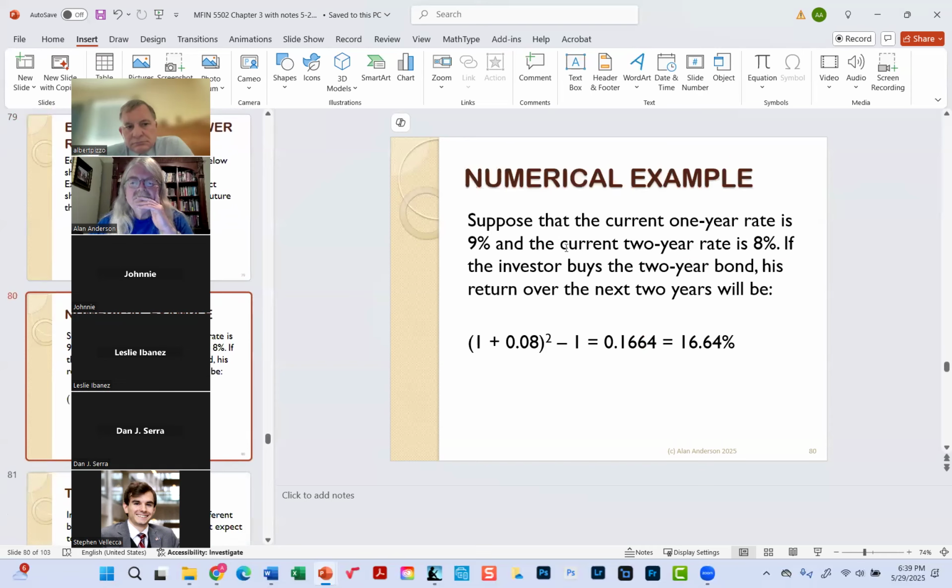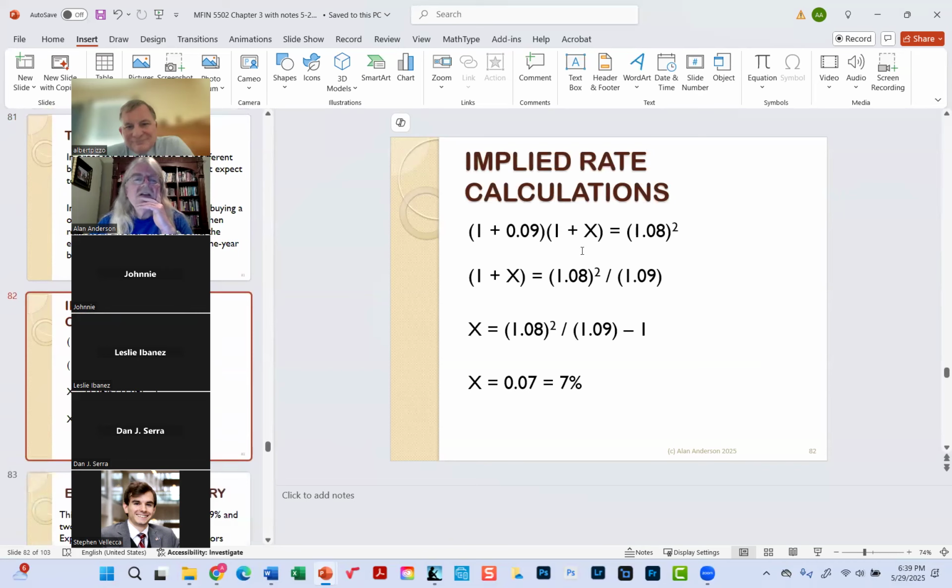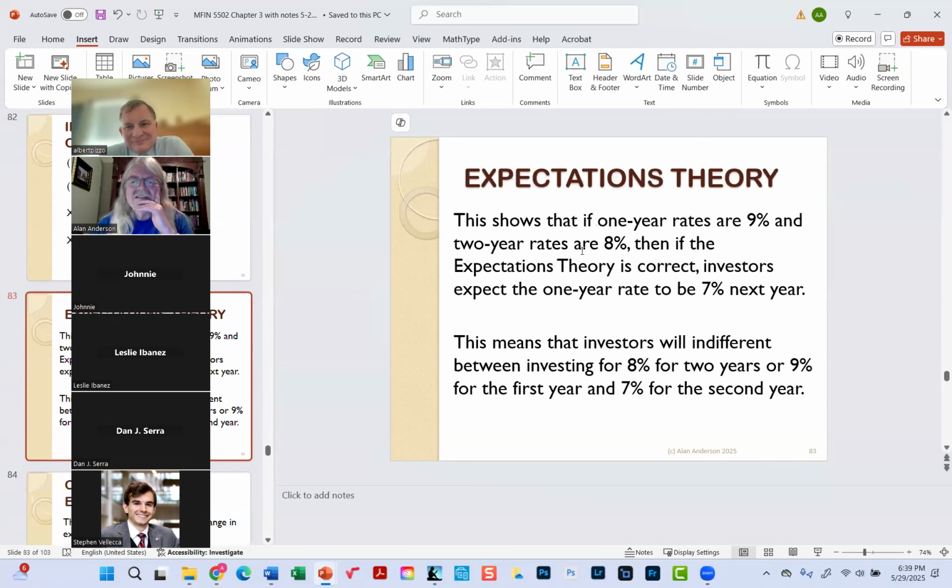Now, oh, I did have another example. I didn't realize it was in there. Okay. Well, I did a lot of extra work for nothing.